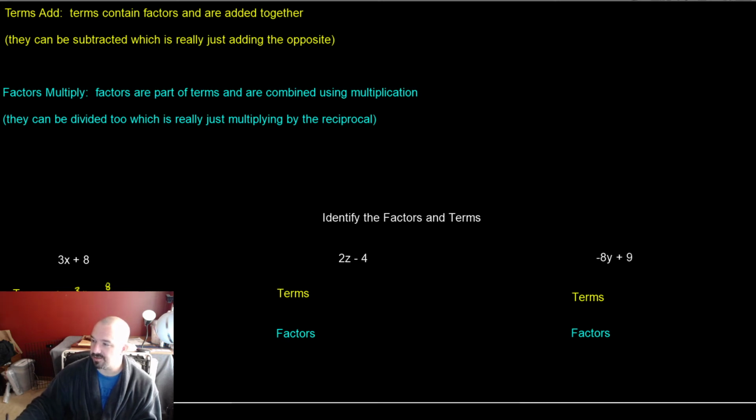Alright, next one here. 2z minus 4, our terms are 2z as one unit, and negative 4. Remember, it's going to feel like subtraction, but you're really adding the opposite. So the sign sticks with the term.